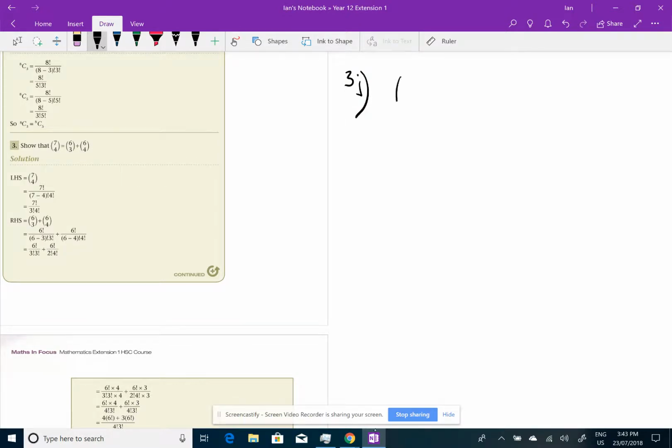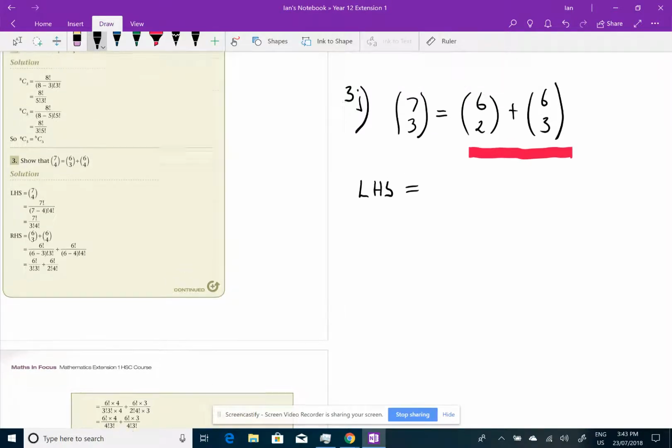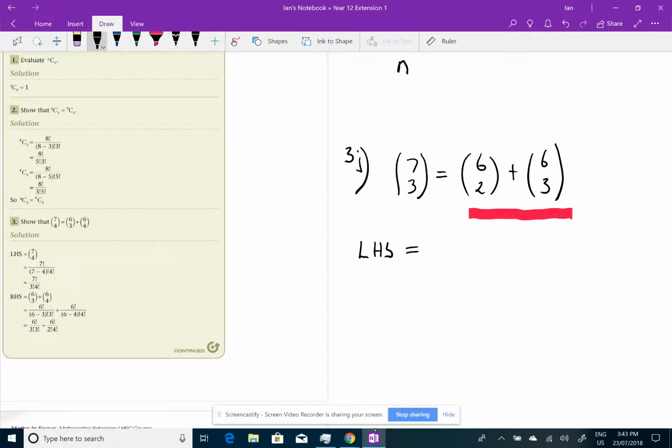3J, and it was show 7,3 equals 6,2 plus 6,3. Now, when you're doing a show, you have to show that the left-hand side equals the right-hand side. Now, the best way, I believe, is to take the more complicated side and make it simpler. So I'm going to take the left-hand side and go back to my original definition. Now remember, my original definition is nCr equals n factorial over n minus r factorial.